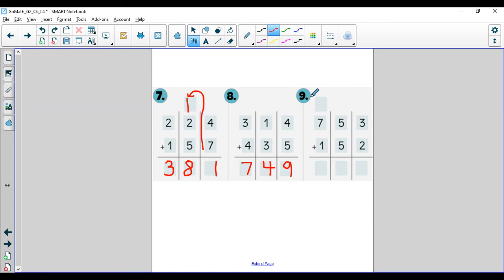And finally, number 9. 753 plus 152. You start in your ones and add 3 plus 2 to get 5. We move to our tens. 5 plus 5 equals 10. Oh, we made a 10. So 10 tens moves to 100. And what's left? Well, a 0 is left.